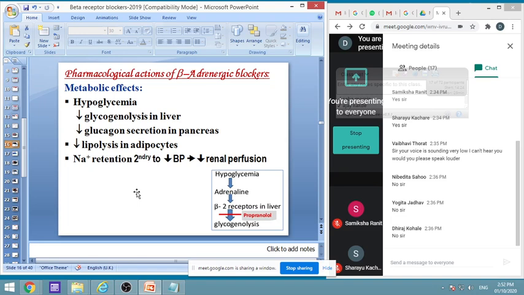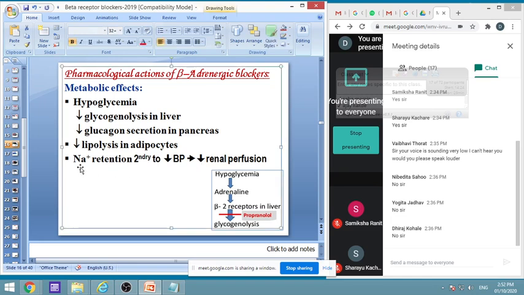So what are the metabolic effects? We have seen the reasons how beta 2 receptors are participating in it, and there is glycogenolysis blocked. Therefore if glycogenolysis is blocked, means conversion of glycogen, that is glycogen breaking to glucose, will not be there. So it will cause hypoglycemia because glycogen is not converting into glucose, decrease in the glucagon secretion in the pancreas, decrease in the lipolysis in the adipocytes, and it will cause sodium retention, that is second entry to decrease the blood pressure, and thus decrease in the renal perfusion.